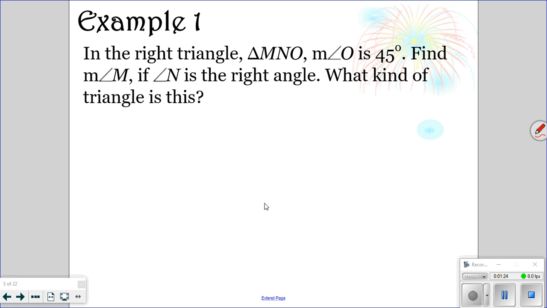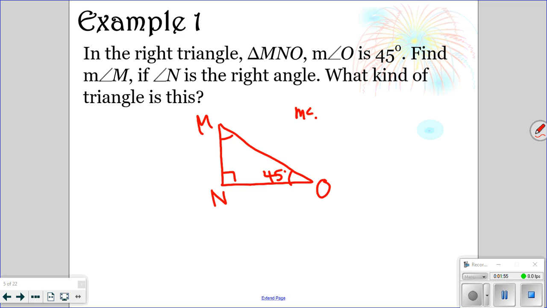So let's look here. In the right triangle MNO, angle O is 45. Find the measure of angle M if N is the right angle. So we start off by drawing a triangle, and you may not need to draw the triangle, which is fine. But it tells us N is the right angle, and then here's M, and here's O. And it also told us that O was 45 degrees. So from there, we need to find this angle here. So the measure of angle M plus the measure of angle N plus the measure of angle O has to equal 180 degrees. So the measure of M is what we're looking for.